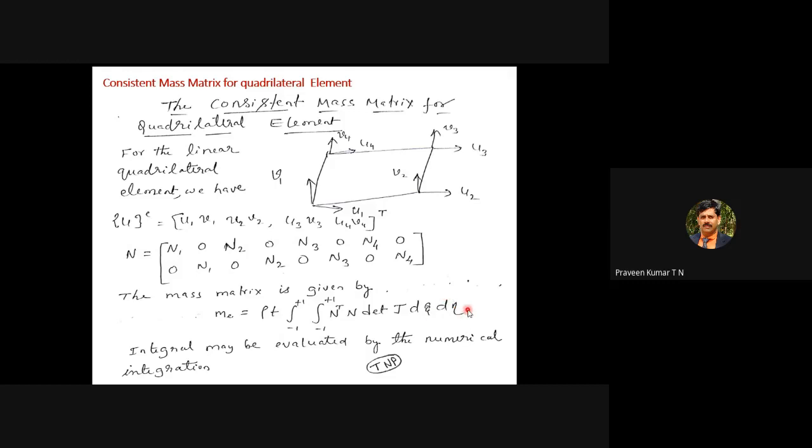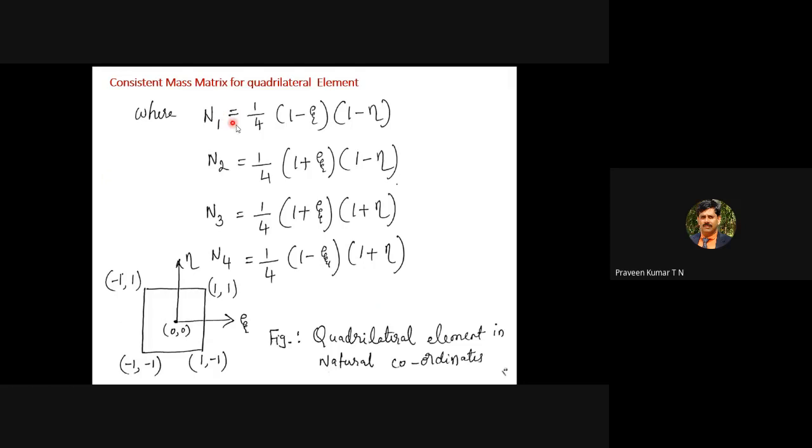You have to remember, we have dx into dy. Dx into dy is replaced by determinant of J, d xi into d zeta, in terms of natural coordinates. I am not going for any simplification. Just draw one quadrilateral element and write down the formula. What N1, N2, N3 are, I have also written. For the quadrilateral element, N1 is given by 1 by 4 into 1 minus xi, 1 minus zeta. You can see, this is node 1.